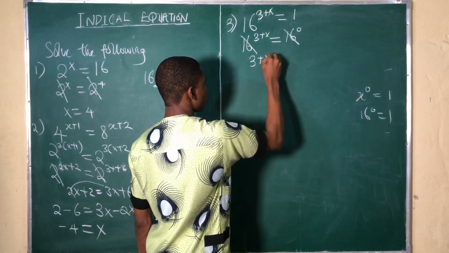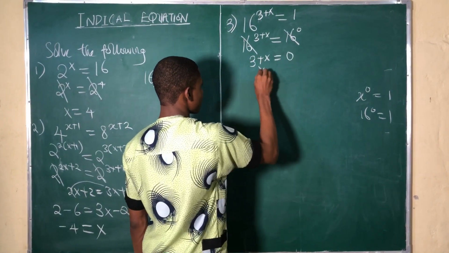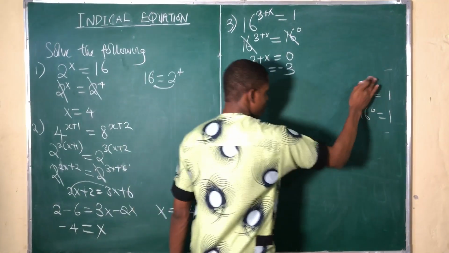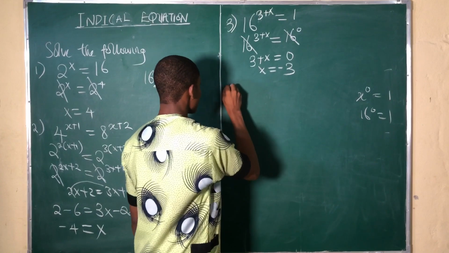3 plus x is equal to what? 0. So therefore, x is equal to negative 3. So that's also the concept. Very important concept. Very important. So let's take the fourth one.